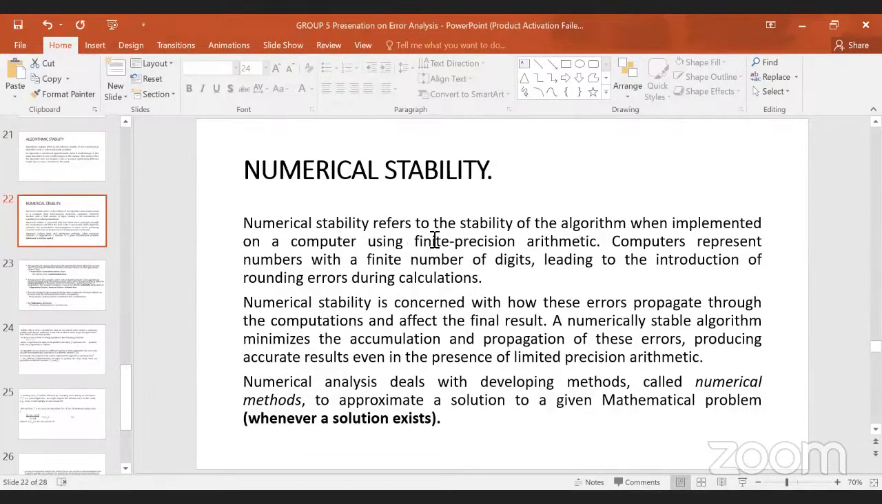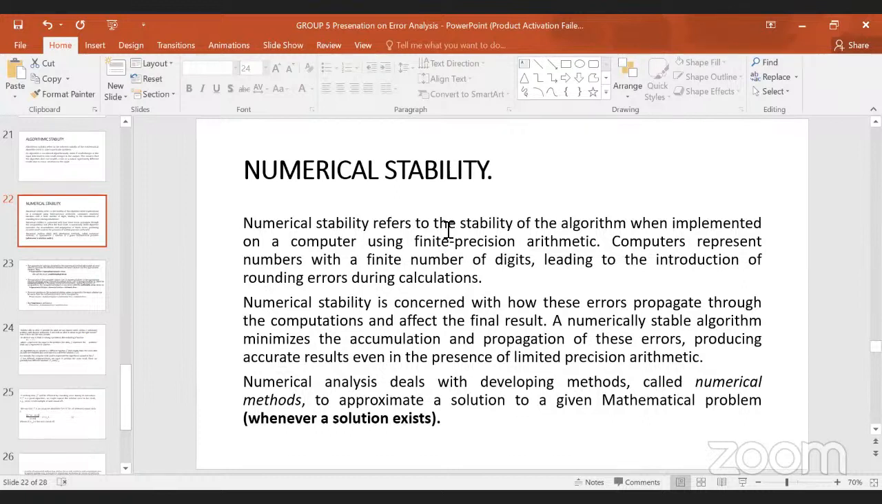Numerical stability refers to the stability of the algorithm when implemented on a computer using finite precision arithmetic. We mentioned earlier that a computer represents numbers with a finite number of digits, leading to the introduction of rounding errors during calculation. Numerical stability is concerned with how these errors propagate through the computation and affect the final result. A numerically stable algorithm minimizes the accumulation and propagation of these errors, producing accurate results even in the presence of limited precision arithmetic.